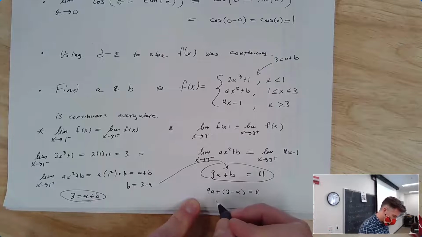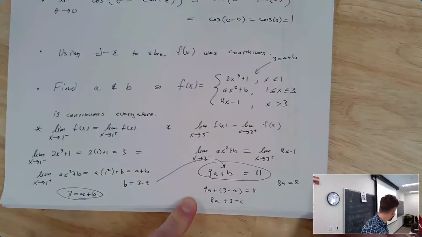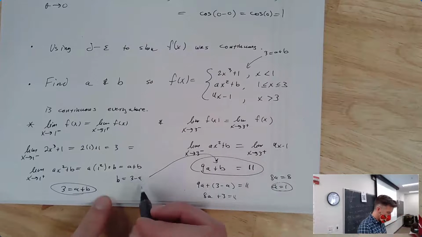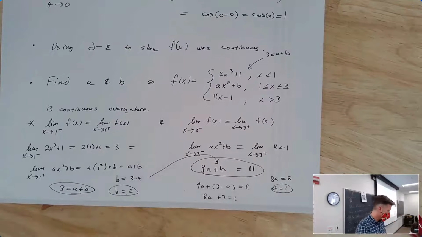9a minus a is 8a. 8a plus 3 equals 11. So 8a equals 8, so a equals 1. And then b equals 3 minus a, so b equals 2. That's it.